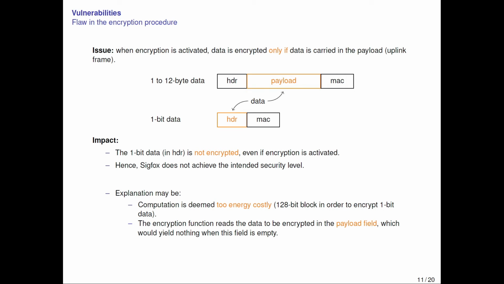Now we are going to present several new flaws and attacks against the Sigfox protocol. The first issue is related to the way data is encrypted in an uplink frame. As said, data can be transported either in the payload field or in the header when it is 1 bit long. We have observed that when encryption is activated and data takes place in a header, data is in fact not encrypted.